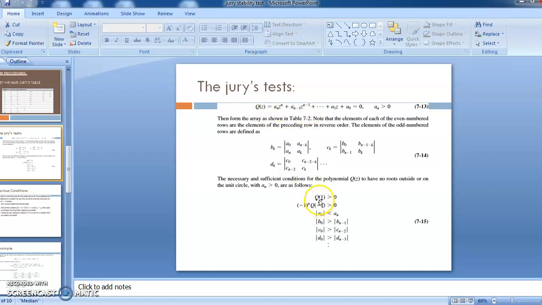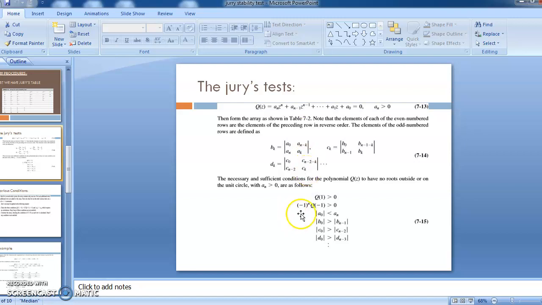First condition is q of 1 must be greater than 0. So q of 1 must be greater than 0 means here substitute z is equal to 1, and check whether this equation will be greater than 0 or it will be negative. If it is negative, then your first condition is disqualified and we are not able to apply the second condition.